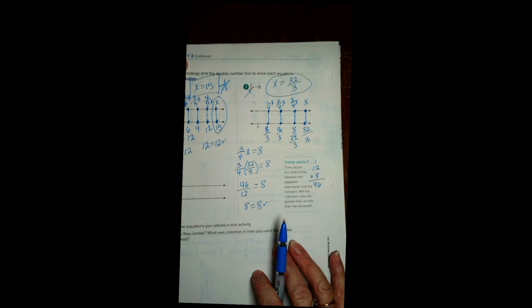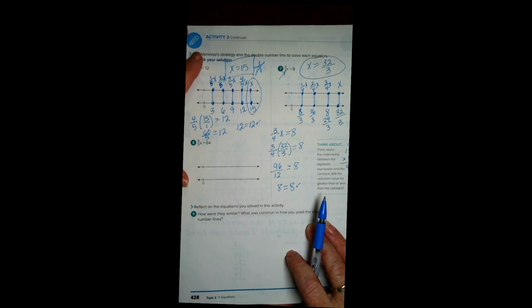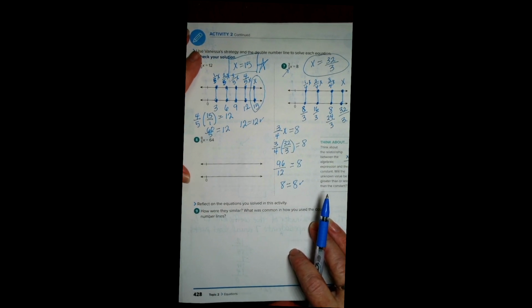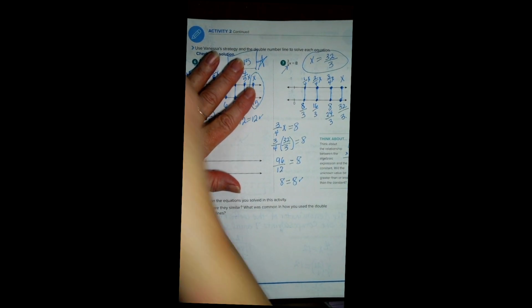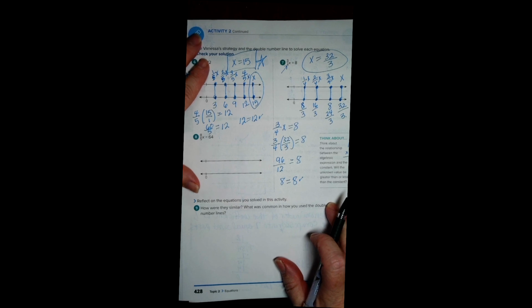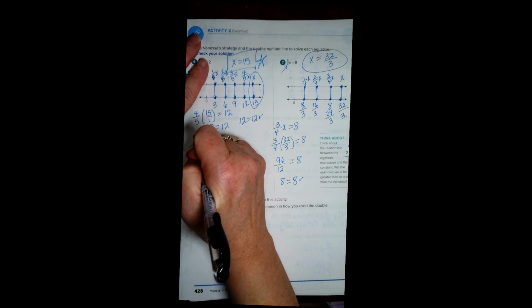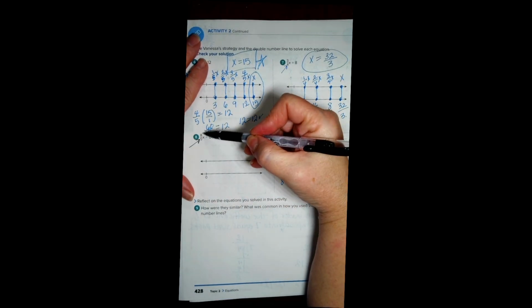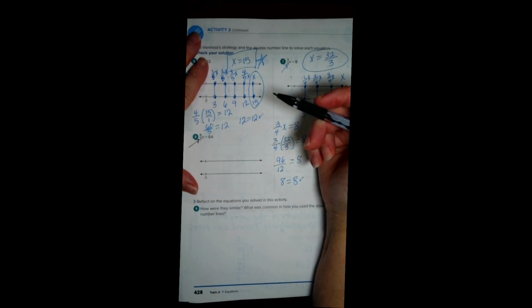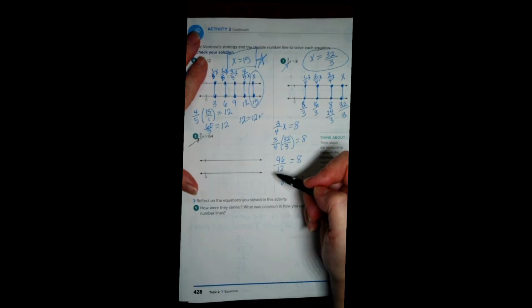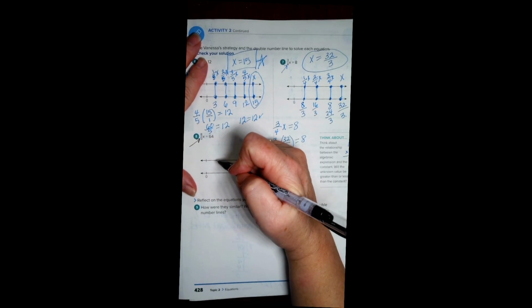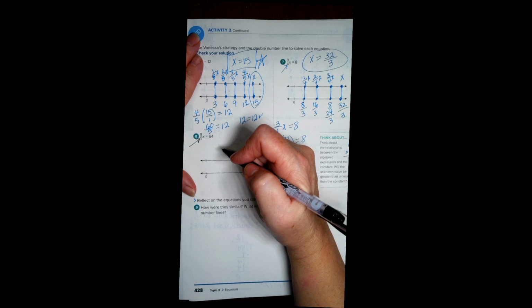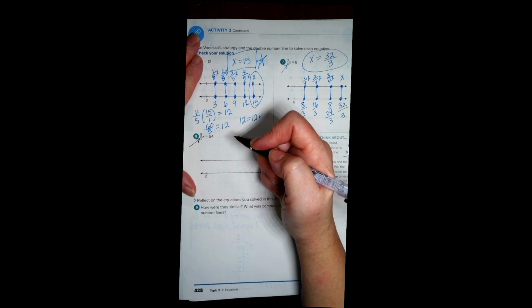Okay, so moving on. 8/5 x equals 64. I'm going to switch colors. We have a lot going on here. Okay, so I'm going to divide it into fifths, but I need to go out to 8 of the fifths. So it looks like I'm going to go beyond the 5/5, beyond the whole. So let's see if I can divide this into fifths.